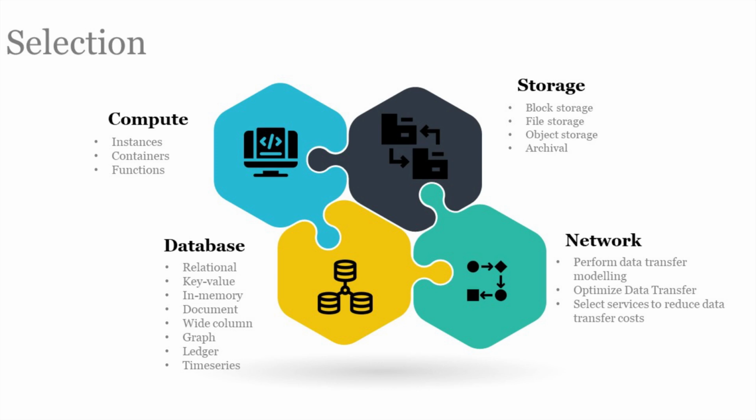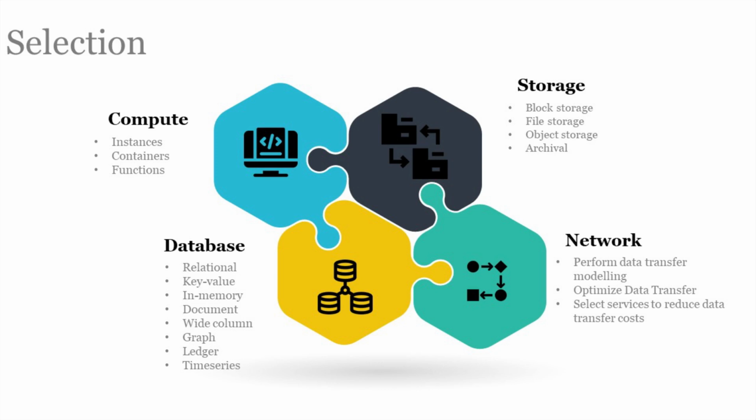In-memory. For read-intensive applications such as product queries, you can place an in-memory data store such as ElastiCache in front of your Amazon RDS database to cache data in memory and deliver microsecond latency. Document. For storing content catalogs and user profiles in a JSON-like structure, you can use DocumentDB, which is a managed document database.